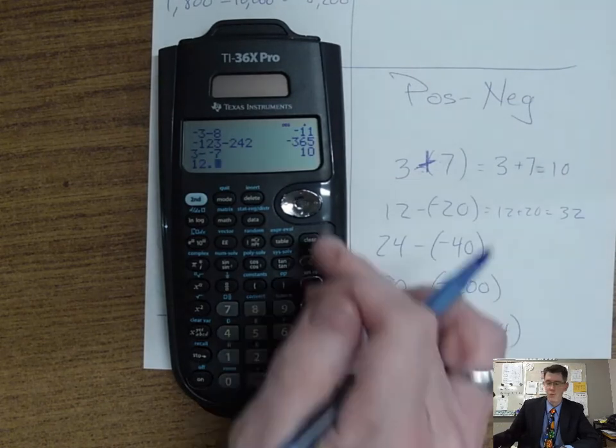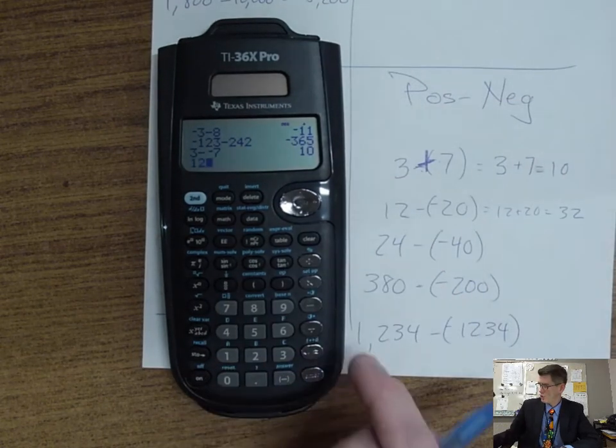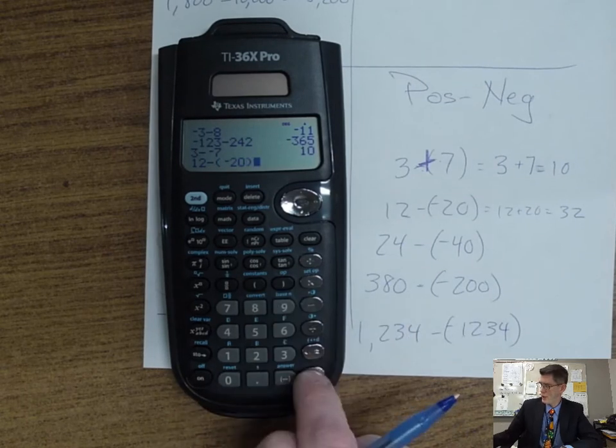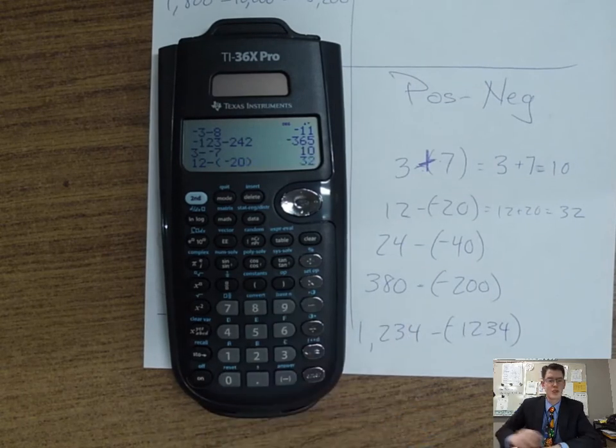12 minus a negative 20 is 32. It really does. When you minus a negative, it goes up. That minus sign takes you the other direction on the number line. That's another way to think of it.